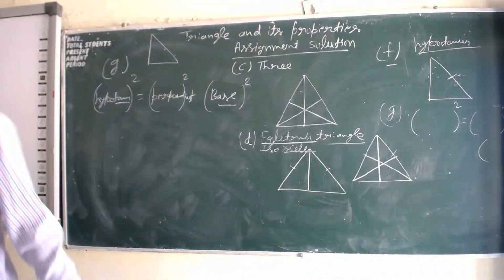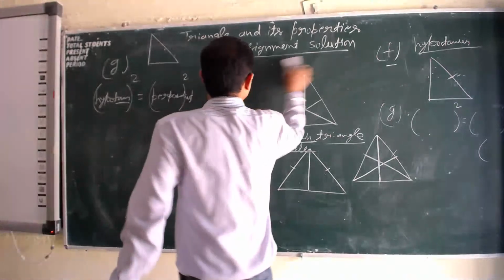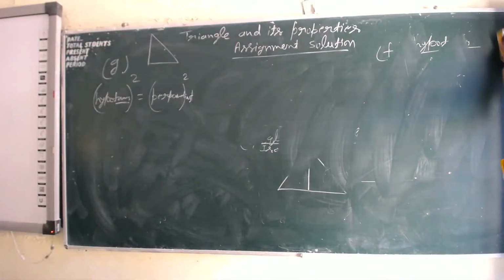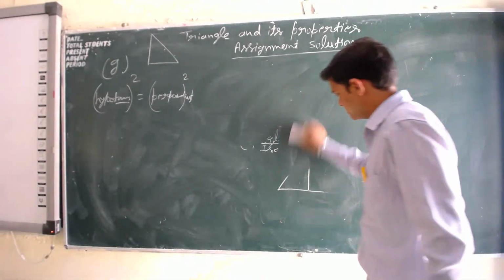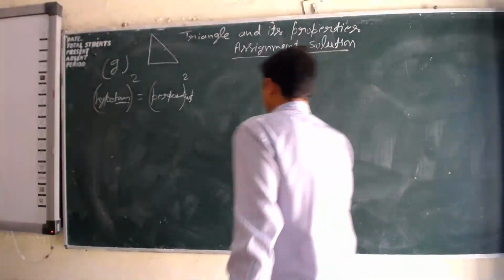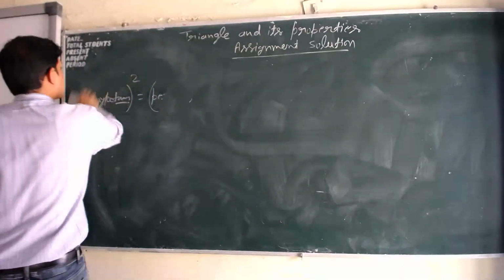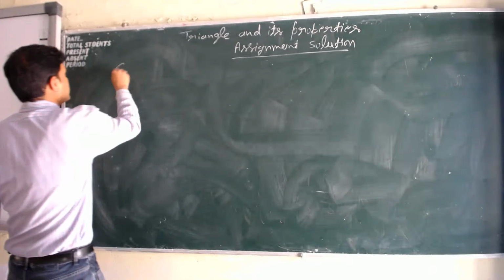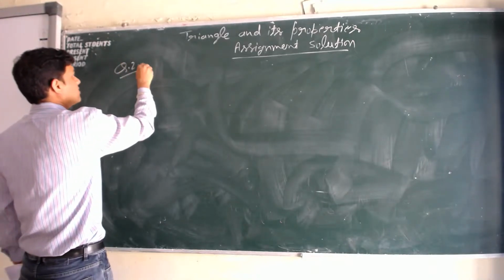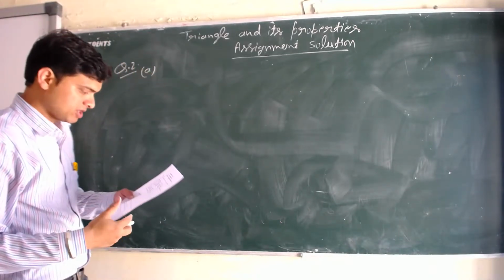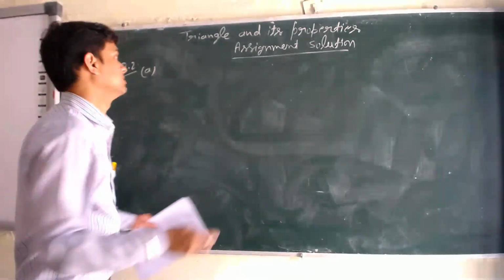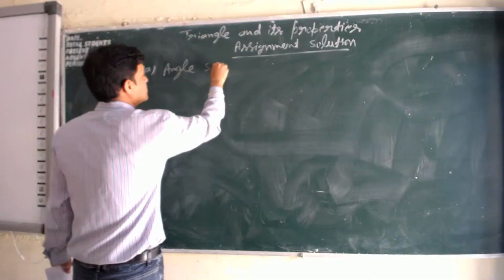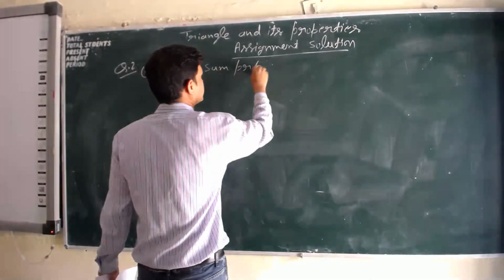Now the question number 2 is, we have to define some statements. According to question number 2, we have to define some statements. First statement is angle sum property of triangle.